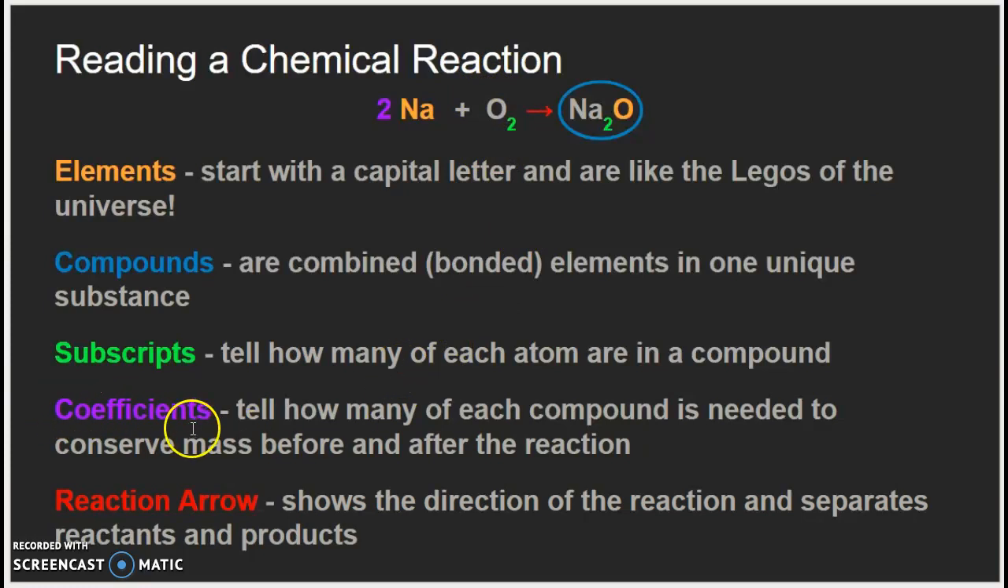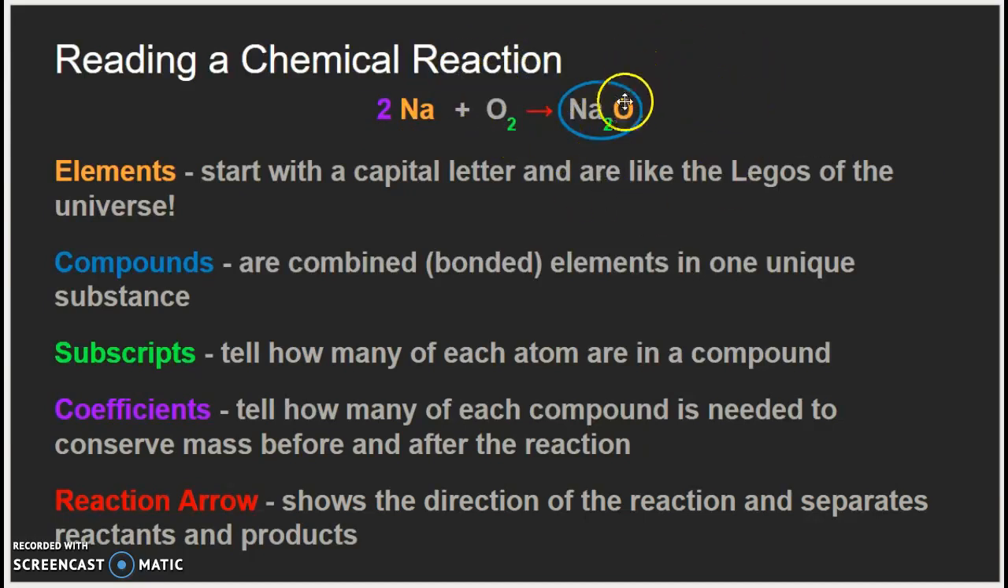Alright, coefficients. These are the numbers that come in front of an element or a compound in the reaction, and these tell you how many of that compound or element is needed in order for mass to be conserved overall. So what I mean is, if we cut the reaction in half right here, this is like the halfway point. On this side, we have 2 sodium atoms just because there's a 2 here. This is the coefficient. There are also 2 oxygen atoms.